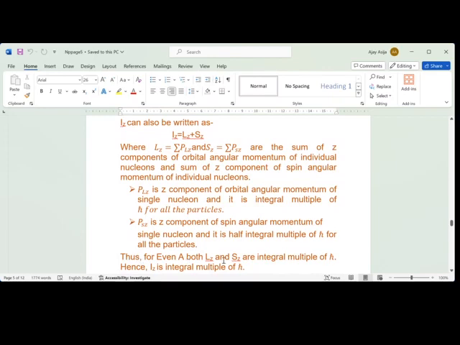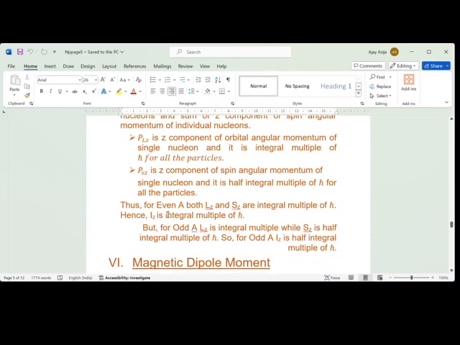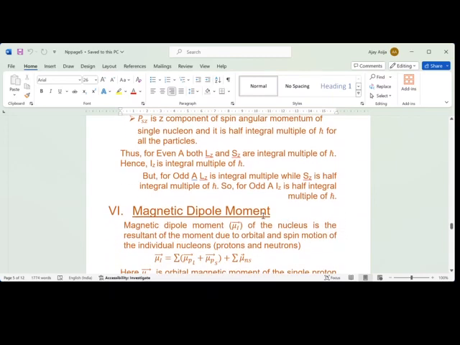For even A, Lz and Sz are both integral multiples of h cut, so Iz is an integral multiple of h cut. But for odd A, Lz is an integral multiple, while Sz is a half integral multiple of h cut. So Iz, which is the total of Lz and Sz, will be a half integral multiple of h cut. Thus we can say that for even A, Iz is an integral multiple of h cut, and for odd A, Iz is a half integral multiple of h cut.